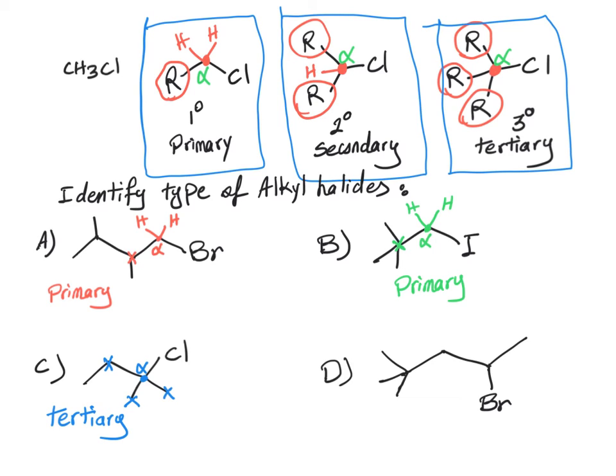In D, first we identify the alpha carbon. The alpha carbon is the carbon which is directly bonded to the halogen. This is the alpha carbon. And this alpha carbon is bonded to one hydrogen and two other carbons. So the alpha carbon is a secondary carbon. And bromine here is bonded to a secondary carbon, which means this is a secondary alkyl halide.